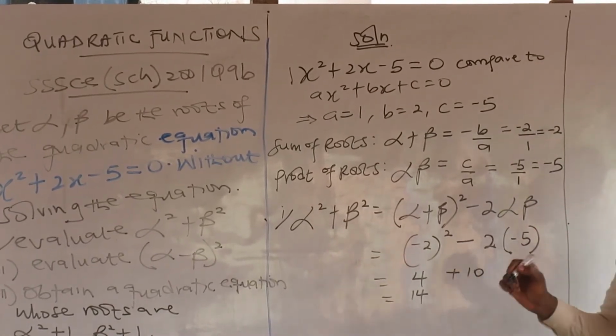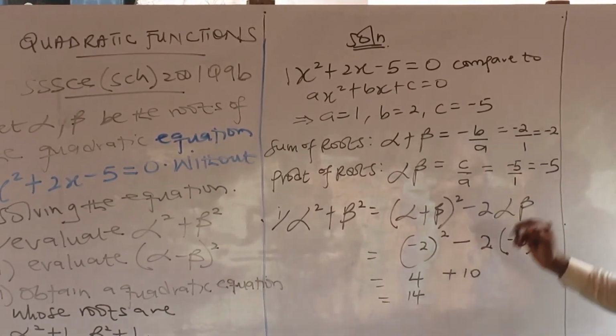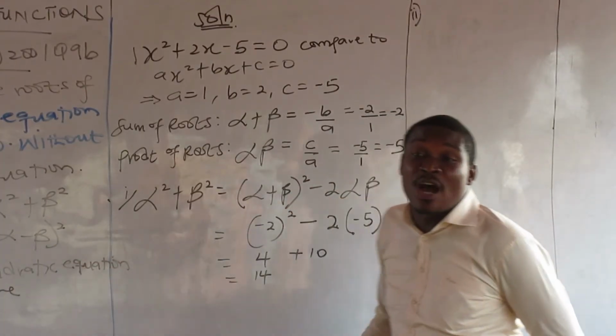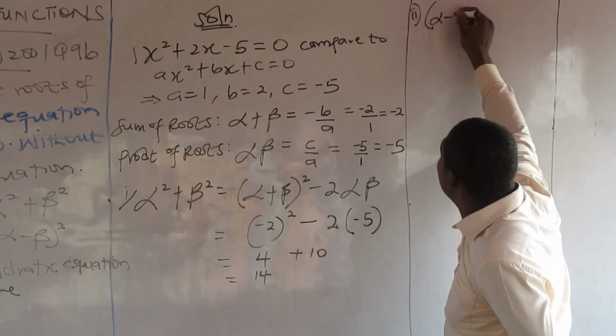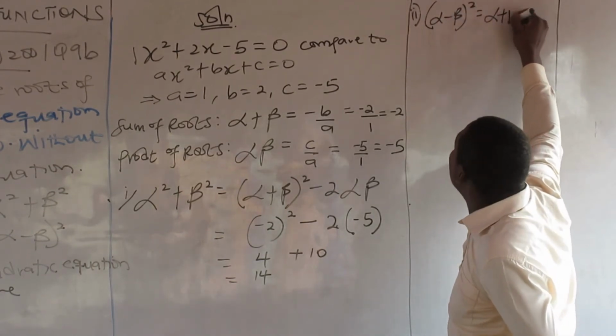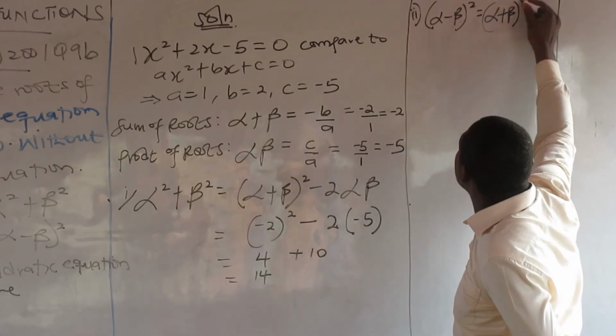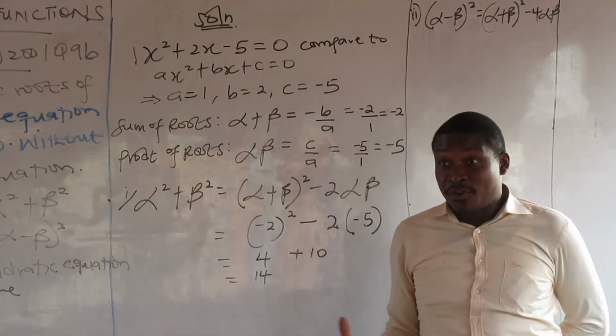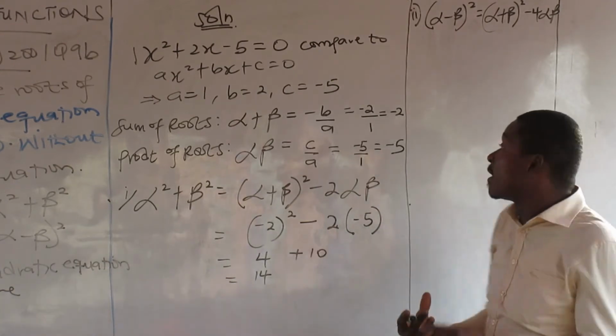Now, evaluate alpha minus beta all squared. Evaluate alpha minus beta all squared, right? Alpha minus beta all squared. So that is what? Alpha plus beta all squared minus 4 alpha beta. Yeah. Or it can be derived. You know that, right? Open the perfect square expansion and derive it.